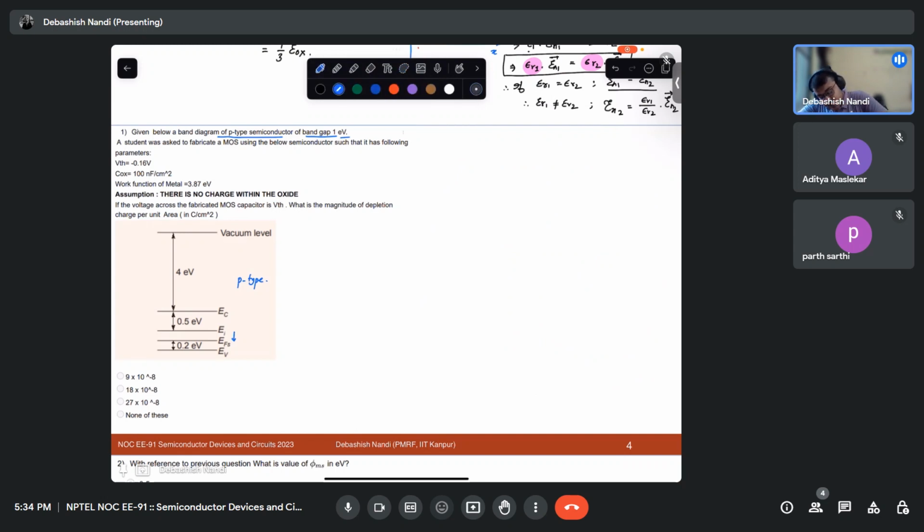A student was asked to fabricate a MOS using the below semiconductor such that it will have the following parameters, okay? So now let's see. Let us fabricate the MOS structure.